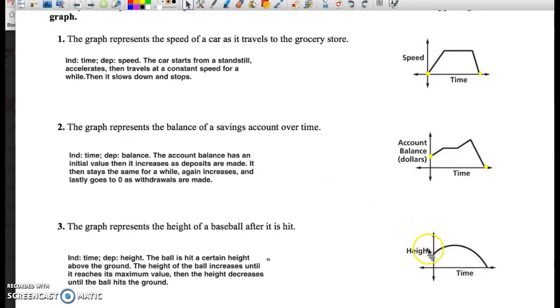So look at the graph. Notice how it doesn't start at zero. The baseball is hit from the height of the bat. It reaches its maximum height, flies through the air, and then finally hits the ground.